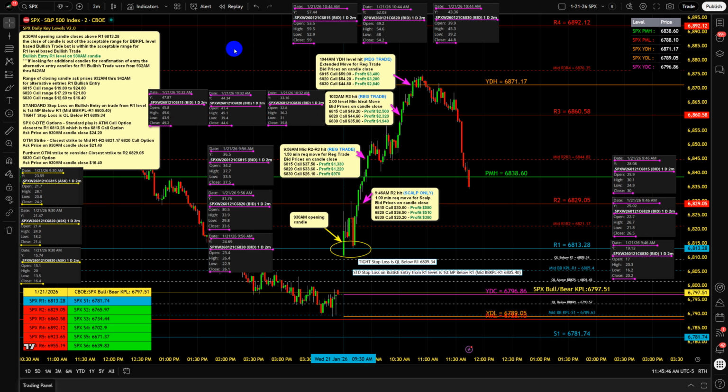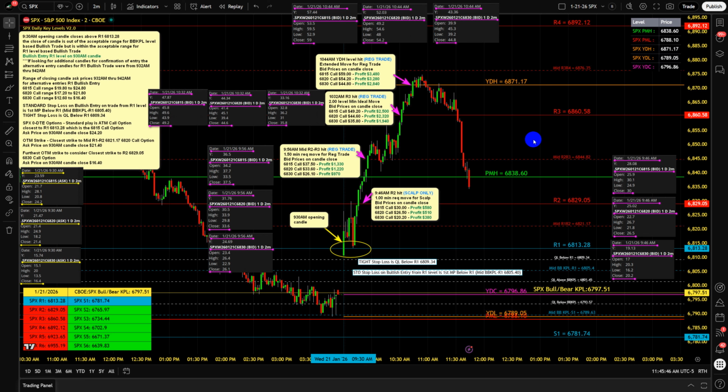Okay, so there were two trades today. We're going to look at trade number one first. Trade number one was off of the 9:30 a.m. opening candle. Before we jump into that, I'm just going to clarify a few things about the indicator before we jump into the first trade of the day here. So with the V2.0 indicator, your main key levels are the levels that you can take your bullish or bearish trades from.